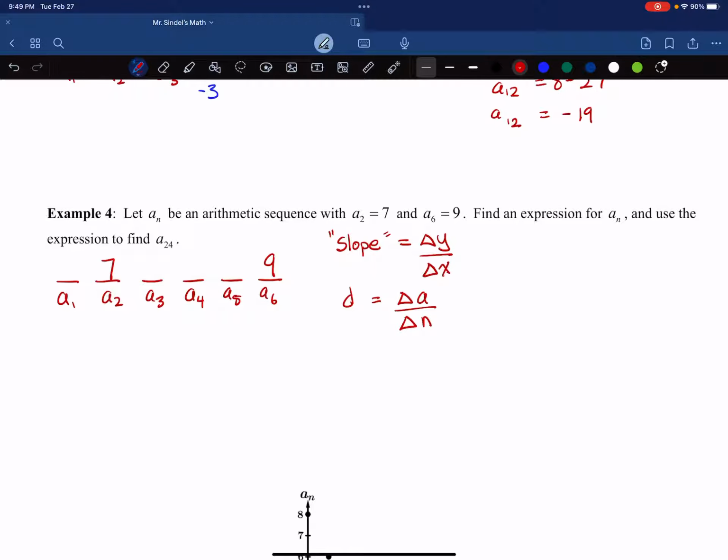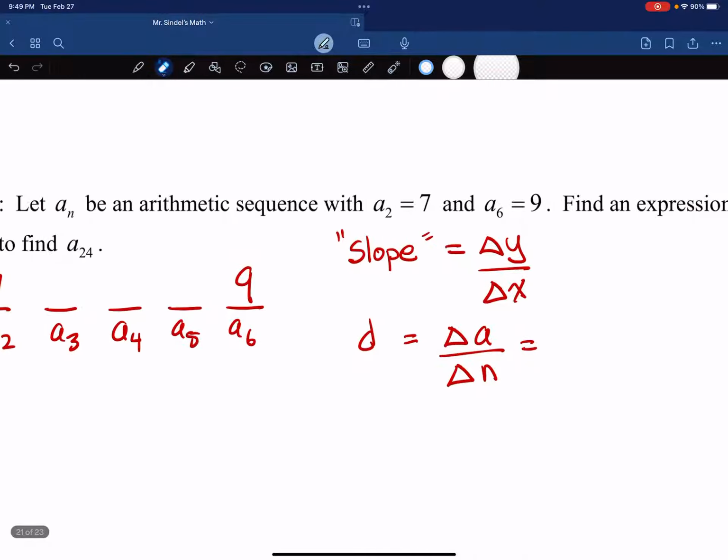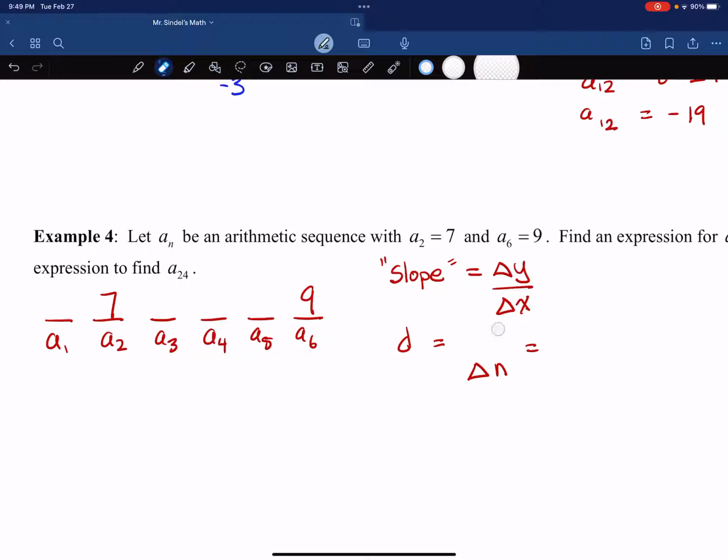So in this case, how much do my change in numbers, whoa, I didn't mean to double tap with my palm there. Double tap is set to erase. I need to turn that off.